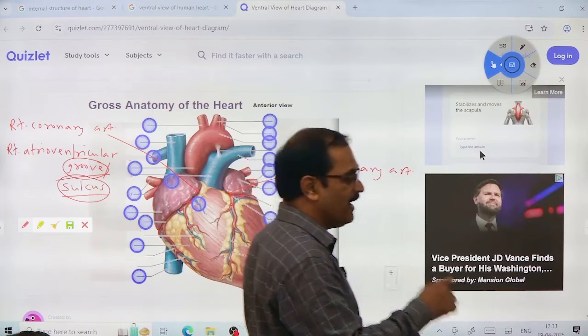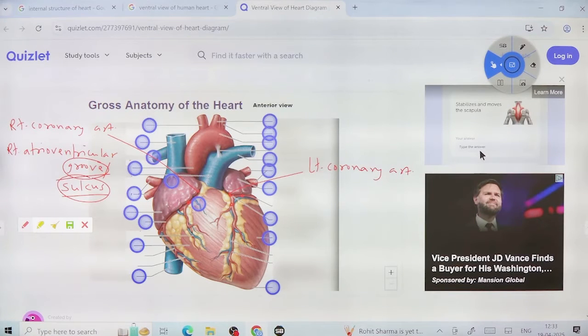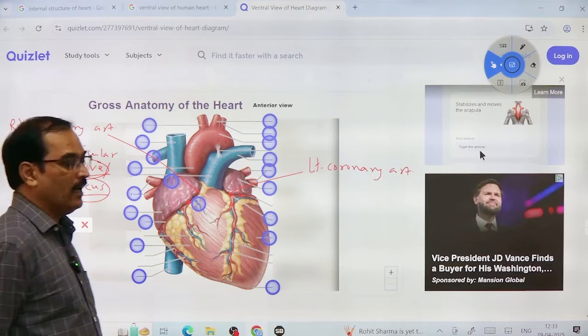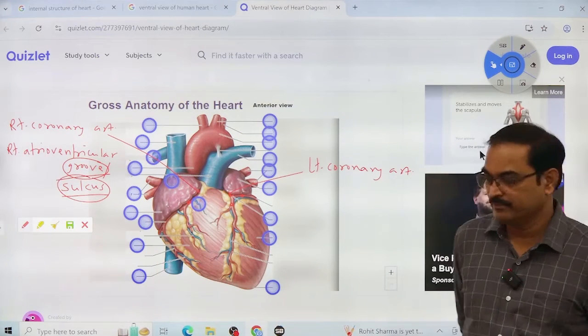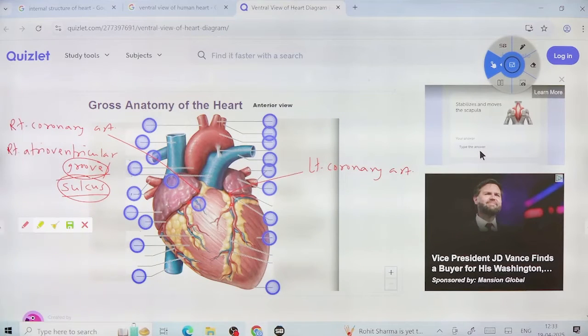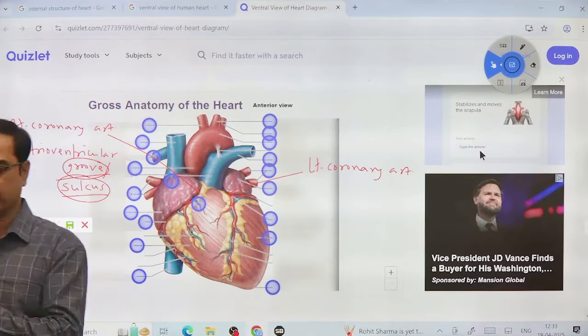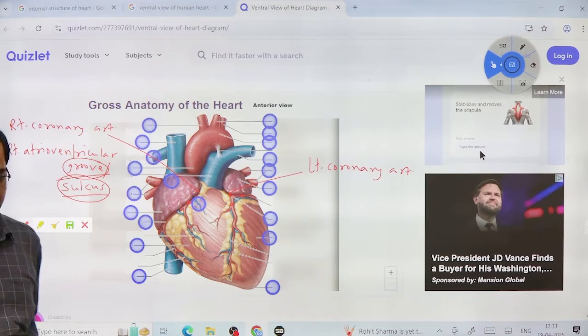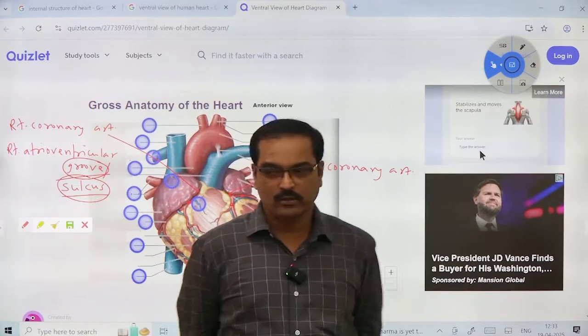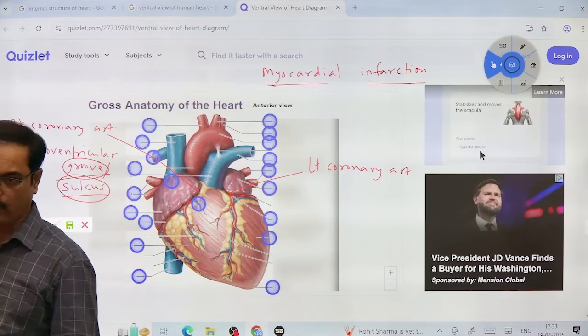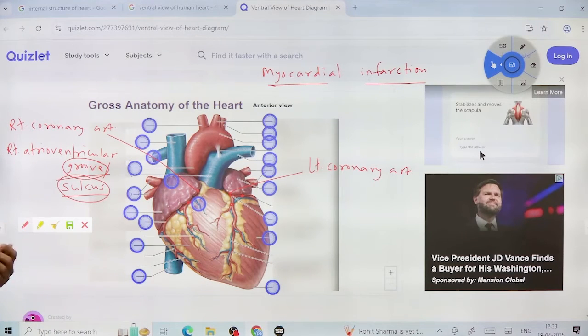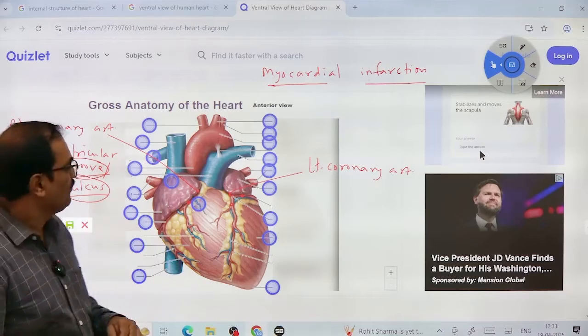Next line. Right and left coronary arteries arise from the ascending aorta, actually from the base of this one. They supply oxygenated blood to the heart. Any block in these arteries causes myocardial infarction. Myocardial infarction, that is heart attack. Any doubt here? Okay.